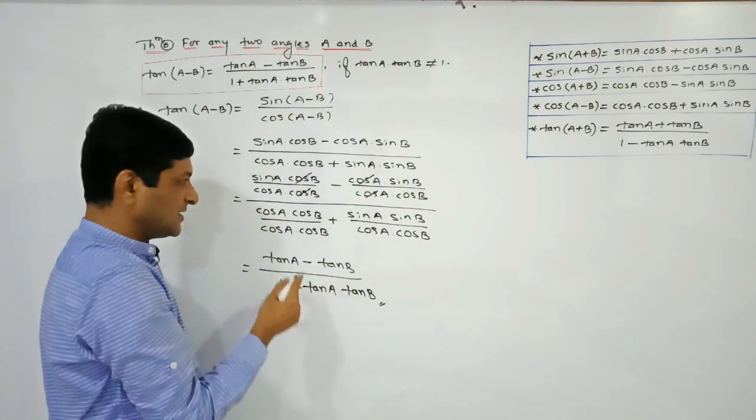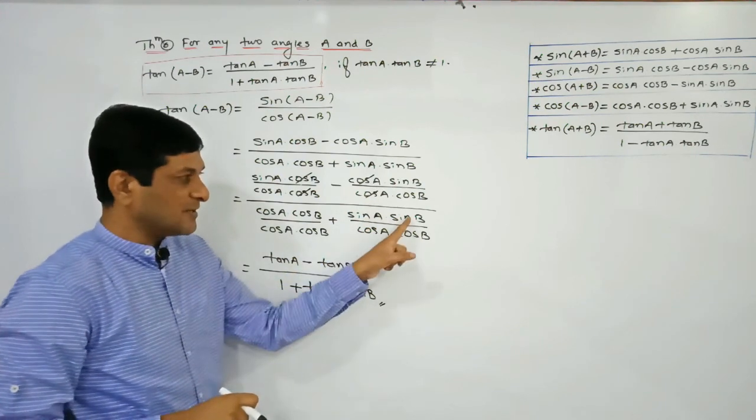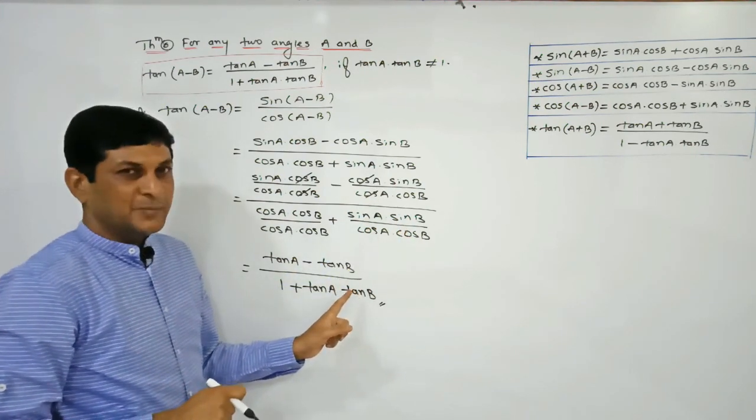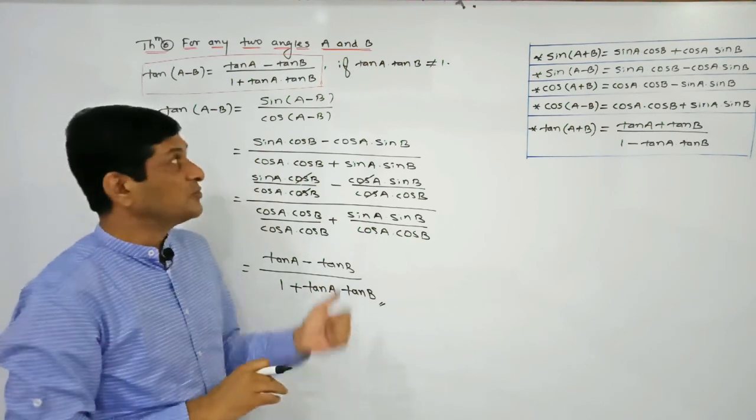In the denominator plus, keep it as it is. Here division of these two terms is 1. Sin upon cos is tan. Here also sin upon cos is what? Tan. Means just we are copying the proof of the last theorem to prove this formula.